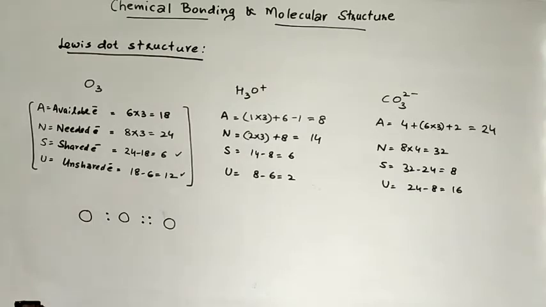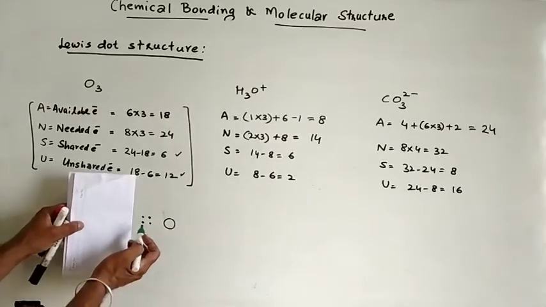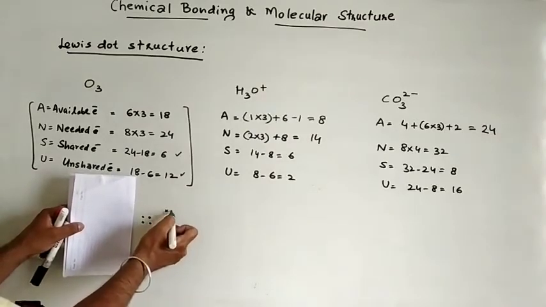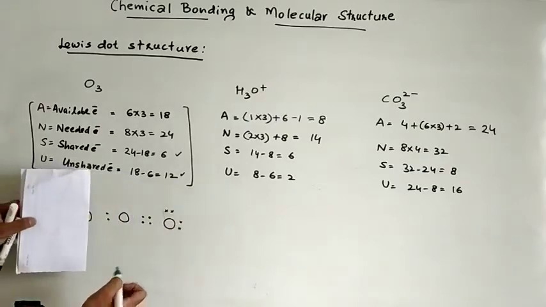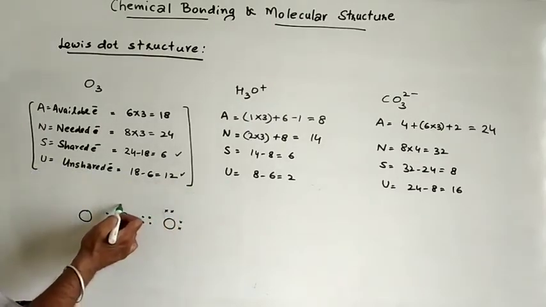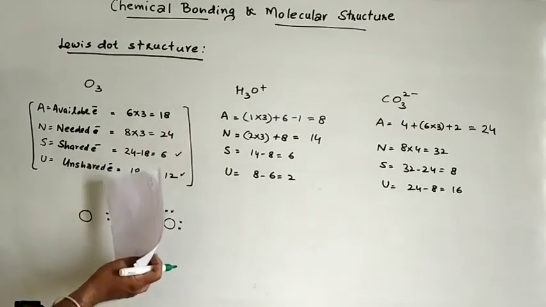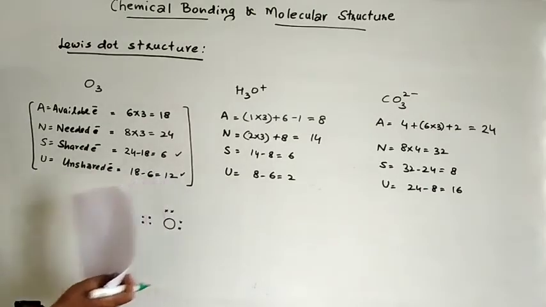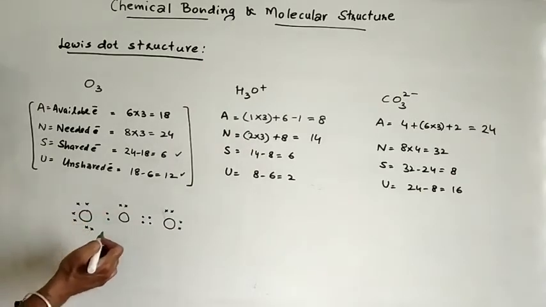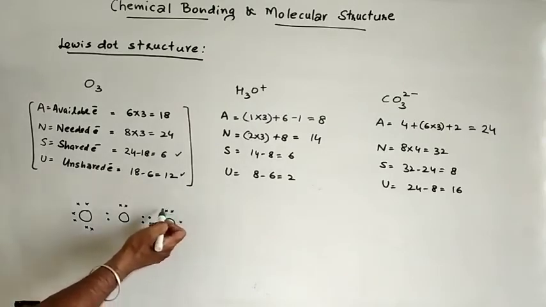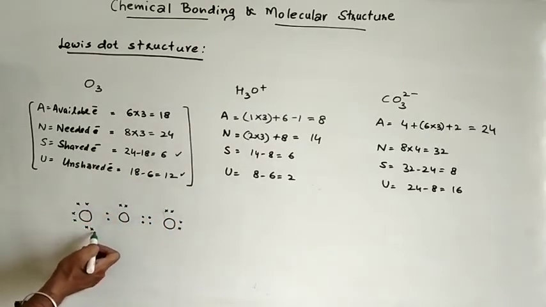Then unshared. How many electrons are unshared in this case? 12. So now this oxygen has 4 electrons, give it 4. Its octet is complete. This central oxygen has 6 electrons, give it 2. And this oxygen has 2 electrons only, give it 6. Now count the unshared, it will be 12: 1, 2, 3, 4, 5, 6, 7, 8, 9, 10, 11, 12. So this is your structure.